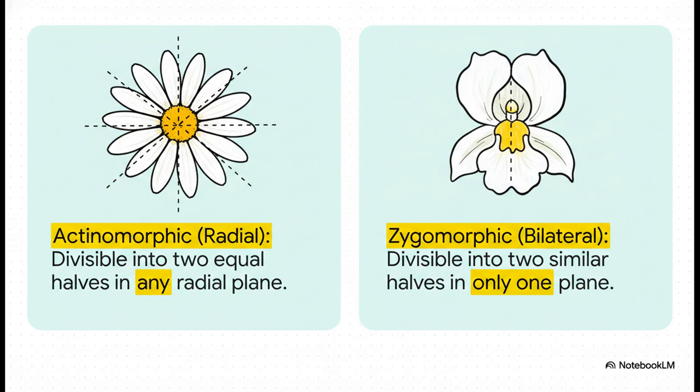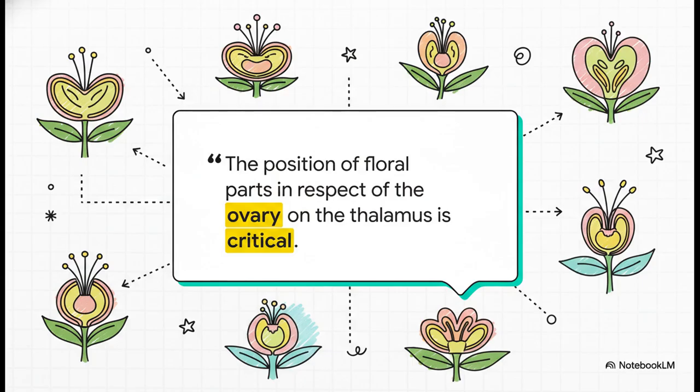If you can cut a flower through the center from any direction and get 2 equal halves, kind of like a pizza or a starfish, it's called actinomorphic or radially symmetrical. But if you can only divide it into 2 mirror images along one specific line, just like the human face, then it's zygomorphic or bilaterally symmetrical. This design often evolves to guide specific pollinators to the exact right spot. Pretty clever.